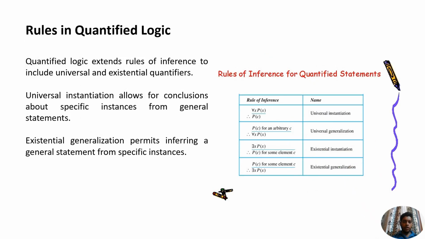Rules in quantified logic. Quantified logic extends rules of inference to include universal and existential quantifiers. Universal instantiation allows for conclusions about specific instances from general statements. Existential generalization permits inferring a general statement from specific instances.